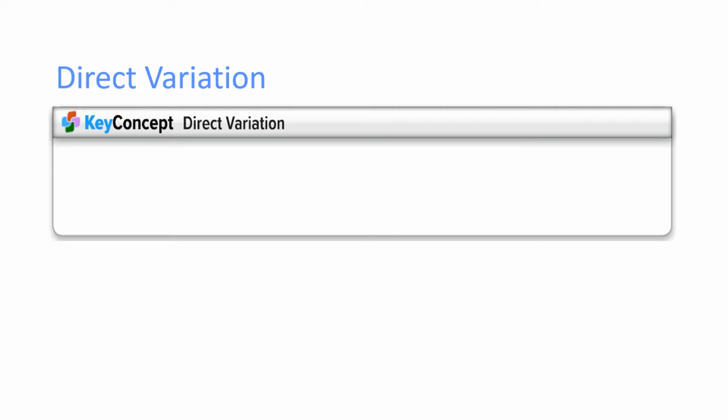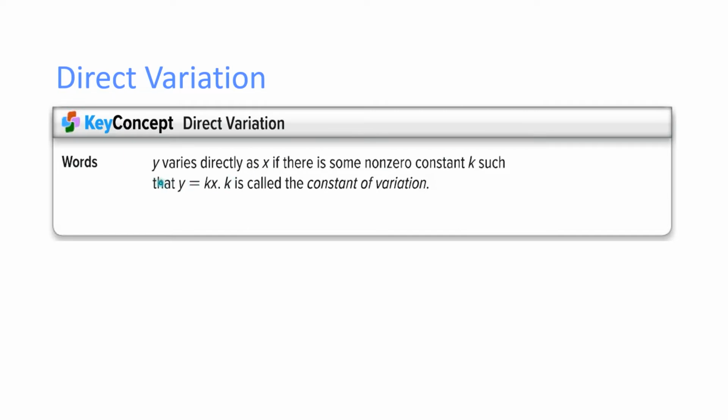Let's have a look at the key concept of direct variation. Y varies directly as x if there is some non-zero constant k such that y equals kx. K is called the constant of variation. For example, if y equals 3x and x equals 7, then y equals 3 times 7 or 21.